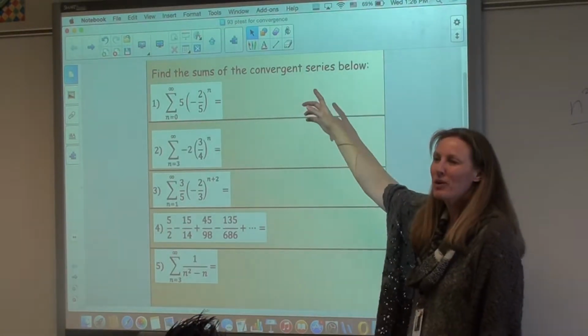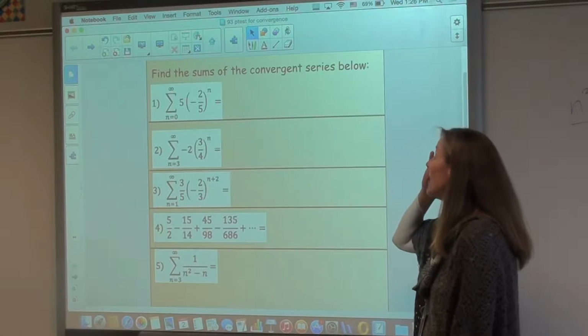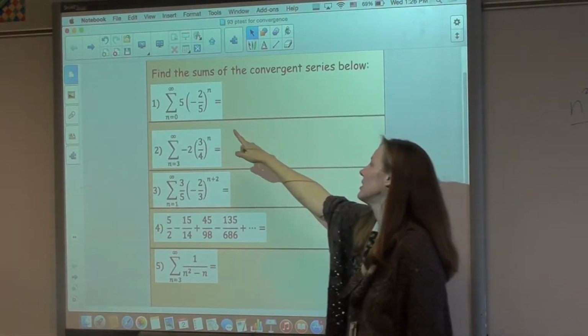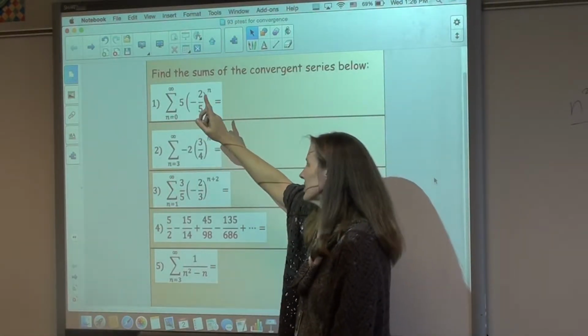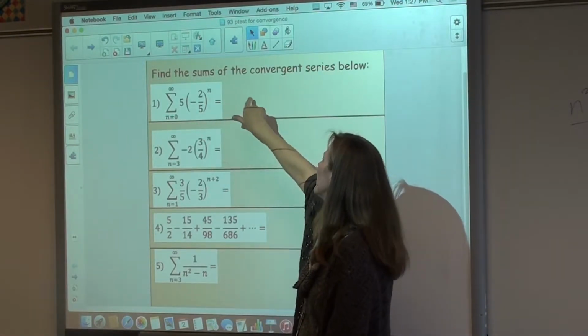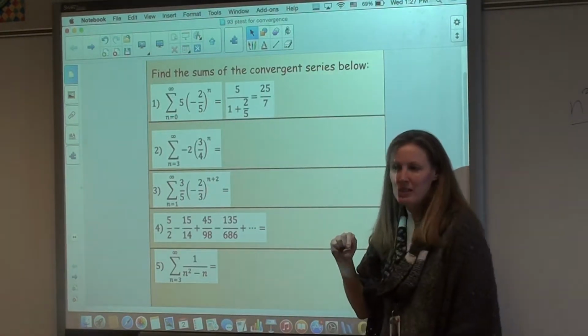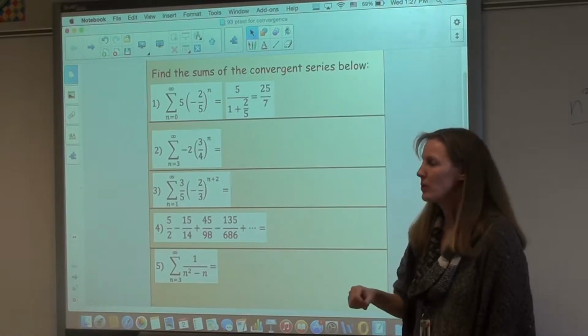So we have a warm-up where we're just finding convergence or the sums of the convergent series. The first one is a nice, straightforward geometric. Just have a regular a over 1 minus r, and you end up with 25 sevenths. That should have been a very straightforward one.